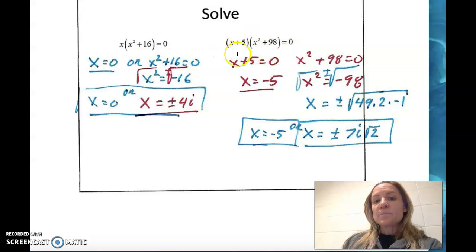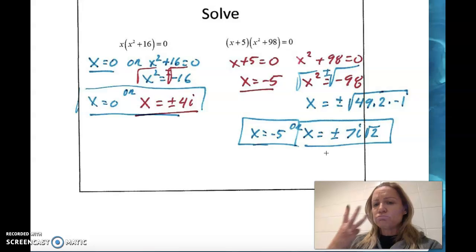This equation right here, take the x plus 5, set it equal to 0, subtract the 5, and your first solution is real. It's x equals -5. This one, you subtract the 98. And when you take the square root, you're going to get the imaginary answers, 2 of them. When you simplify the -98 under the radical, you get 49, which is a perfect square. You also have a 2 and a -1. So the square root of -1 is the i. The square root of 49 is 7. And the square root of 2 stays under the radical. The plus minus gives you the 2 answers, and that makes 3 in total.